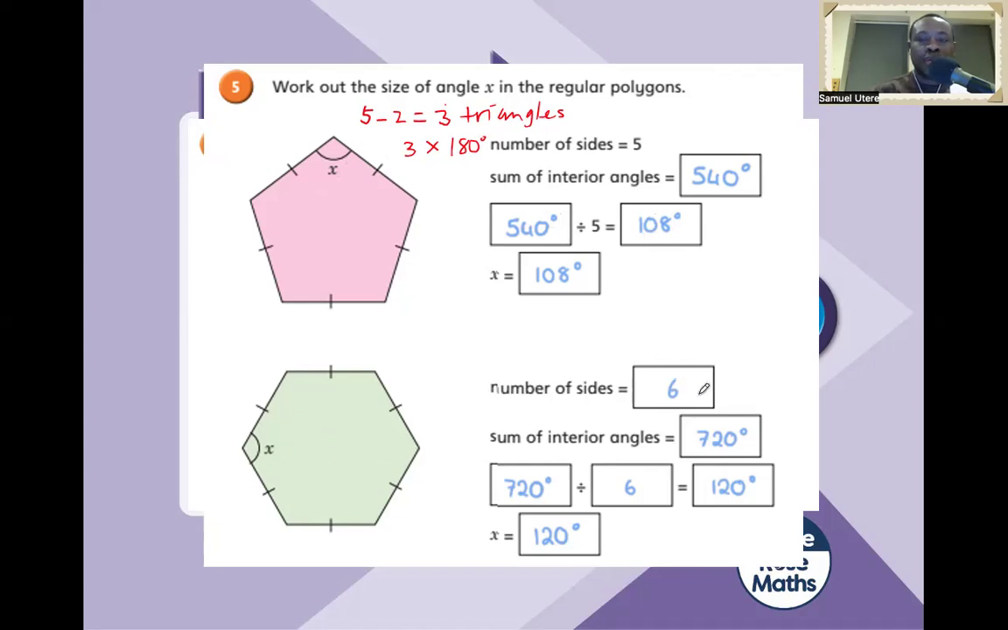Here, we'll do the same thing. We have 6 sides. So to find the sum of the angles, we'll do 6 minus 2, which is 4. And then we'll do 4 times 180 degrees, which will be 720 degrees. To get each angle, we'll do 720 degrees divided by 6, which will be 120 degrees.